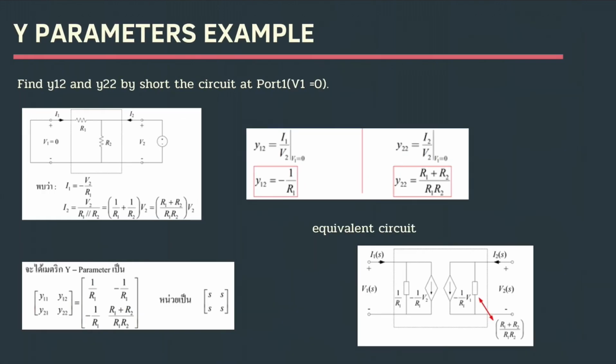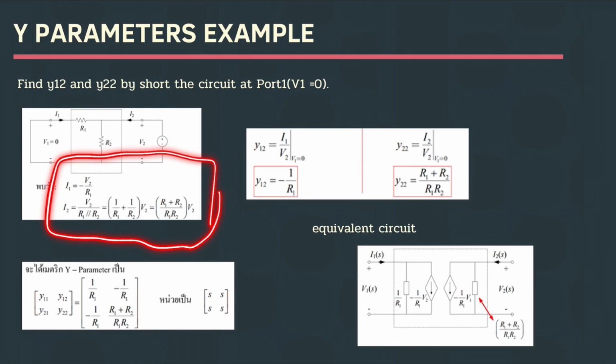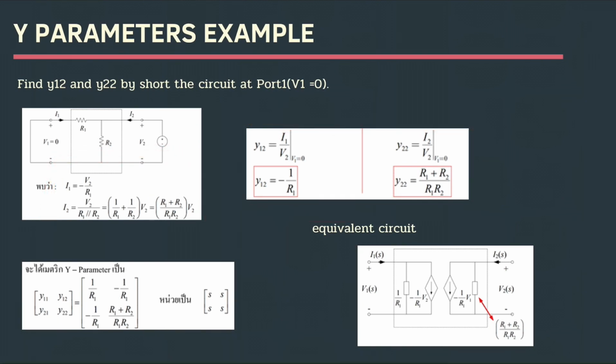And step 2, find Y12 and Y22 by shorting the circuit at port 1, when we determine V1 is equal to 0, and we will get this formula and this equation, and we will write it in matrix form like this, and we will write the equivalent circuit from this.